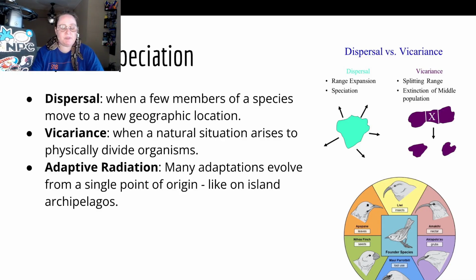Anyway, adaptive radiation. Many adaptations evolve from a single point of origin, like on an island or an archipelago. A founder species comes out, and because they can't get back to where they came from, they just branch out. Like I said, we got these that eat insects, these designed to eat nectar, grubs. They use tools to get their food out. These like seeds. These like leaves. So again, basically what Darwin saw on the Galapagos and made him go, huh?